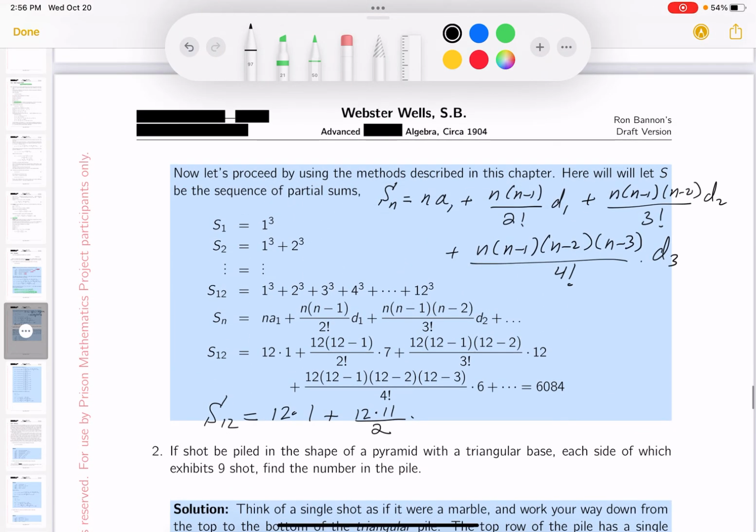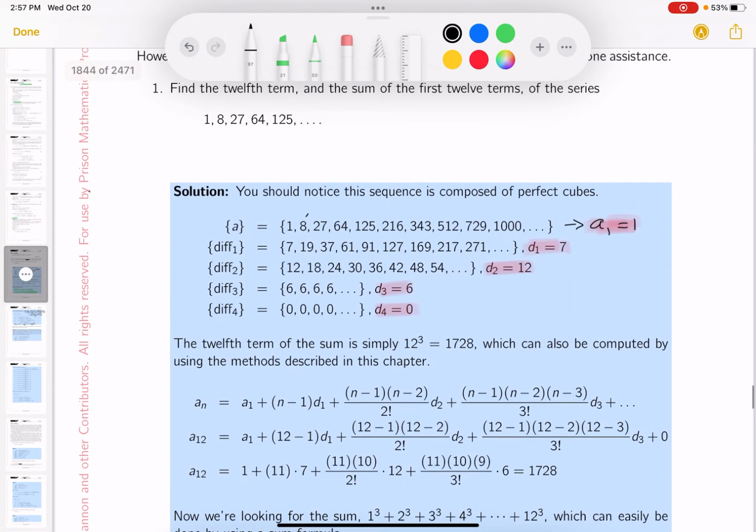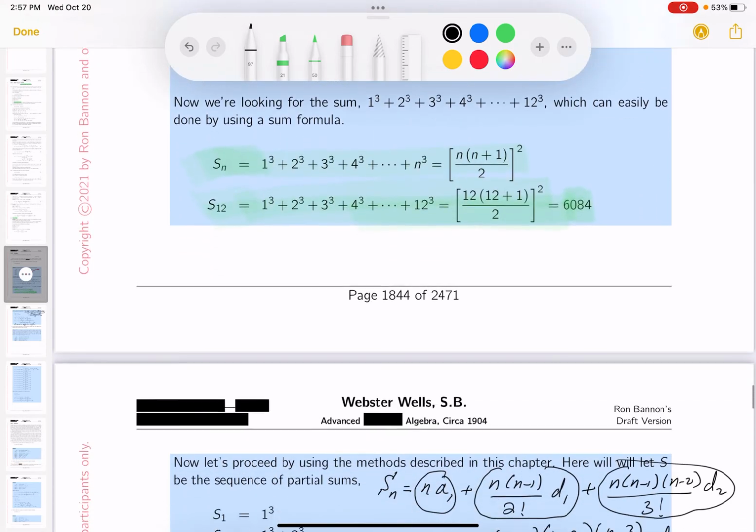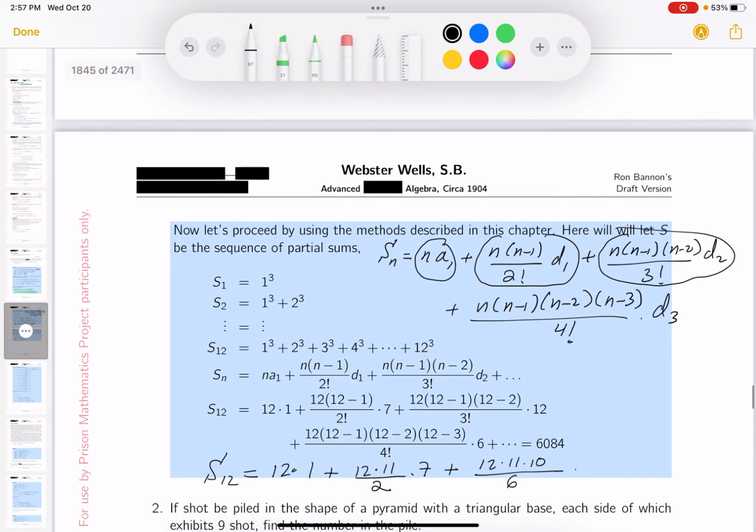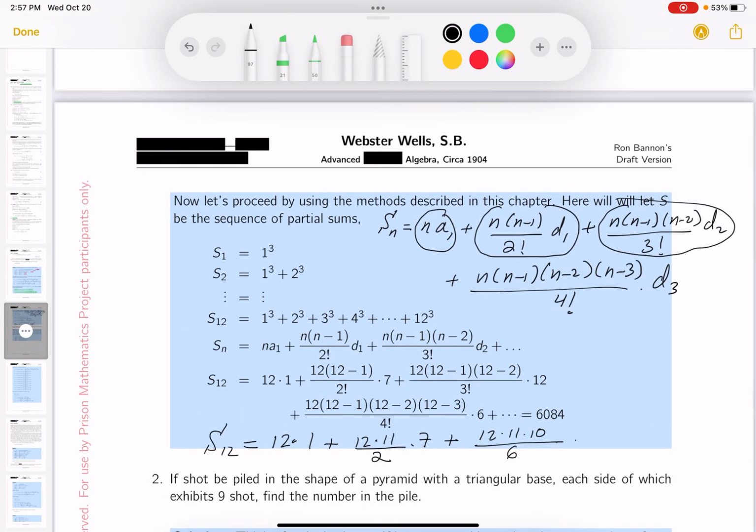Whoops, I went too far there, didn't I? 7. Plus, let me point out what I did. I did this, and now I want to do this. All right, what do you get? 12, 11, 10, and 3 factorial is 6, right? And what's D2? Let's scroll back up. D2 is 12. There was my mistake before. I thought it was at 4, but I was only at 2.